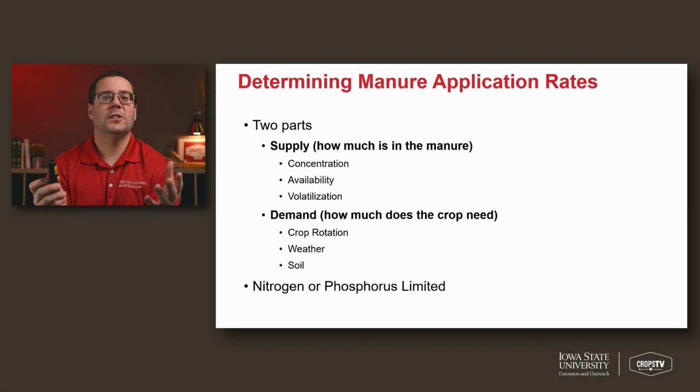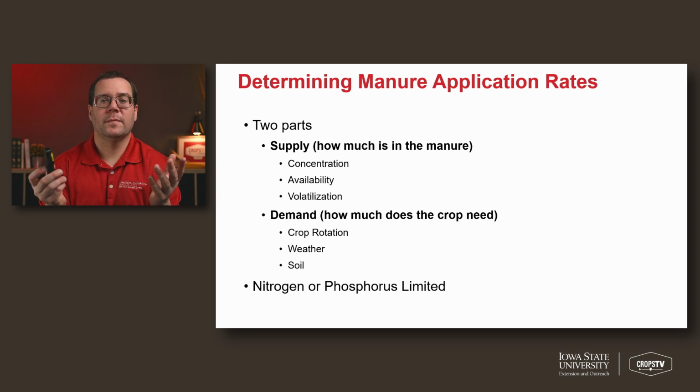So in manure, there's really two parts to determining application rates. There's the supply side of it. That's how much stuff is in the manure. And I really look at three factors for that. It's concentration, how much nitrogen's in that manure, its availability, how much can I take advantage of during this growing season and the next growing seasons, and then how am I putting it on to make sure that it's staying in that soil until my crop can use it. And then there's a demand side.